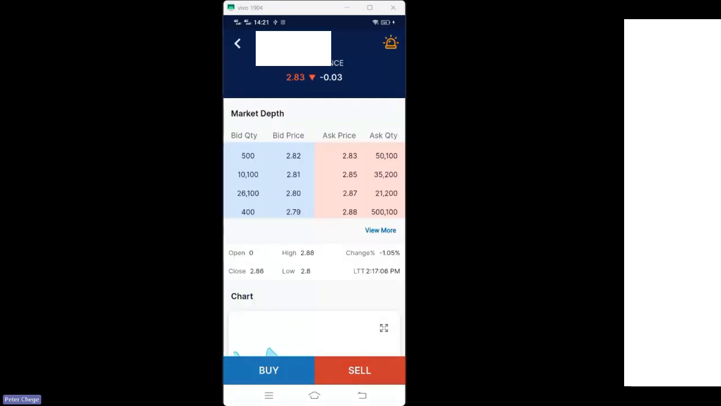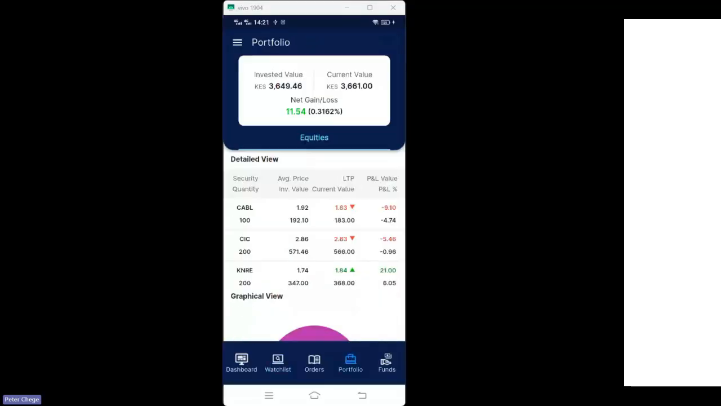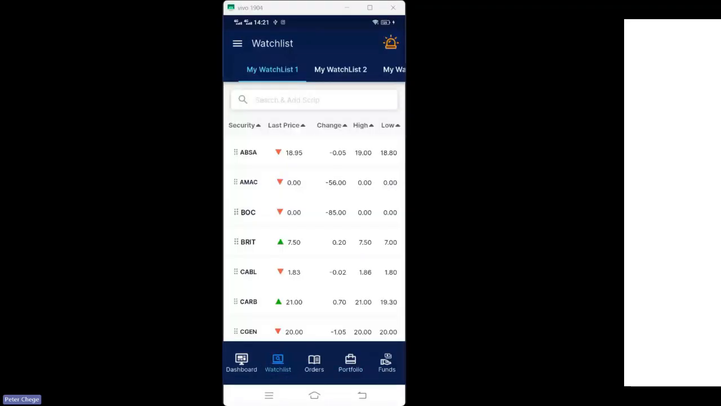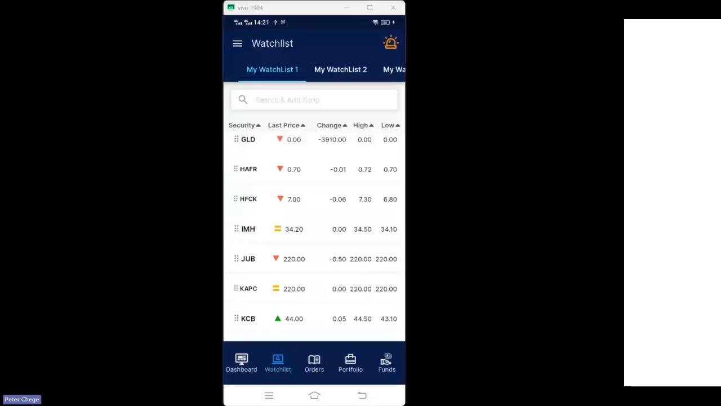And this time, let me see, there's a counter. I don't want to sell Kenyari. Let me sell Kenyari so that we don't say I'm just doing a buy trade. For Kenyari, I'm doing a market order to sell 100.